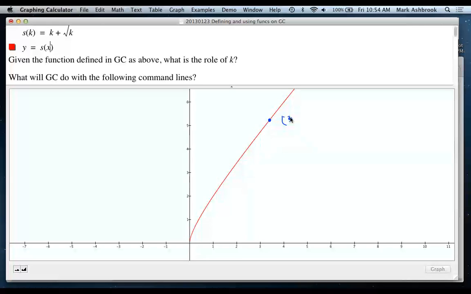Let's make it hard so we don't know. 3.203. Great. And there's some y coordinate. How can we represent that y coordinate? S of 3.203. So now this point right here, if it's 3.203 and S of 3.203, what's the difference between that point and this point?